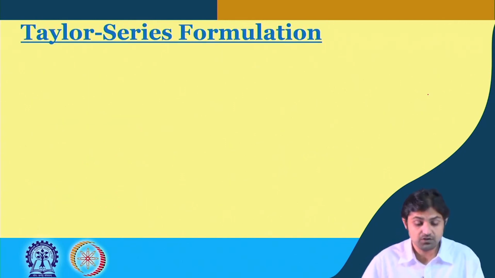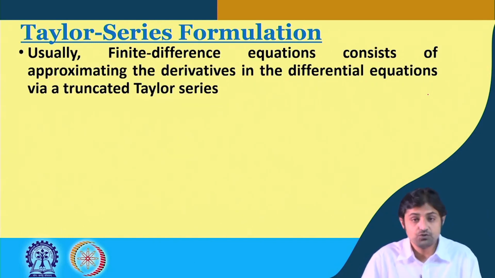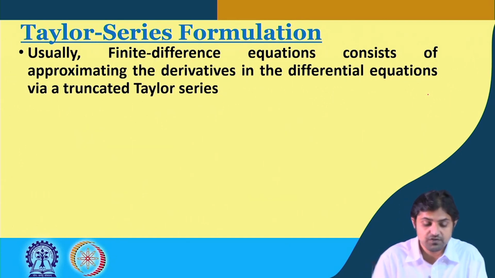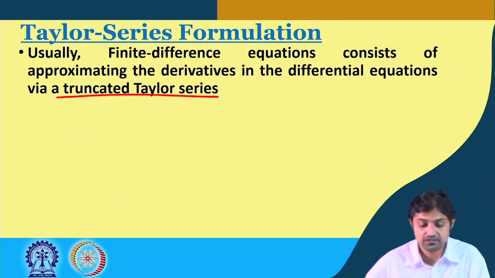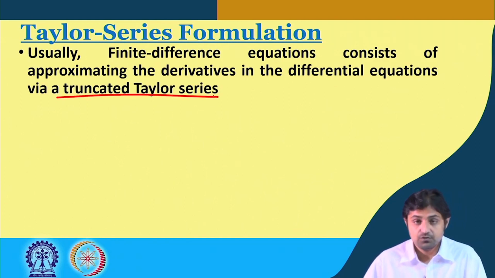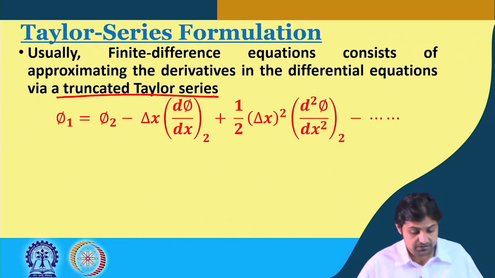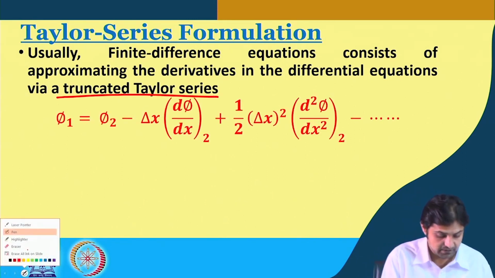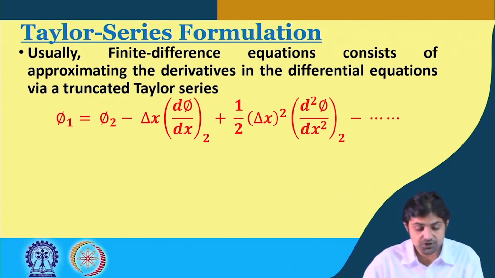There is something called the Taylor series formulation which we generally use. Usually a finite difference equation consists of approximating the derivatives in the differential equations via truncated Taylor series. So, how do we approximate the derivatives in the differential equation? Using a truncated Taylor series, which looks like this. I am pretty sure you have read that in your maths class.